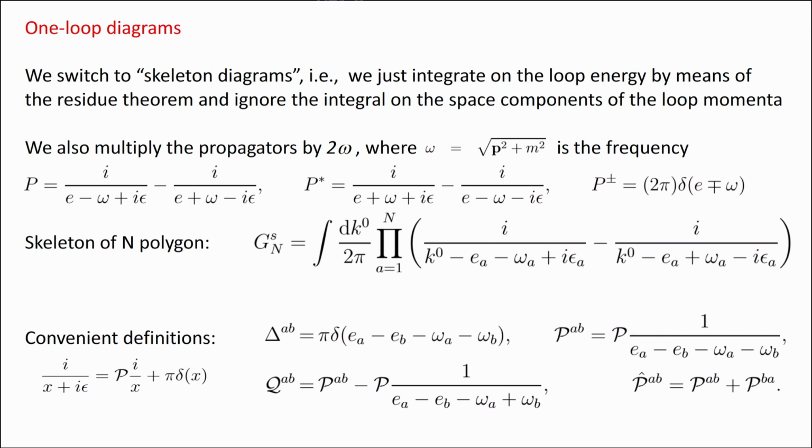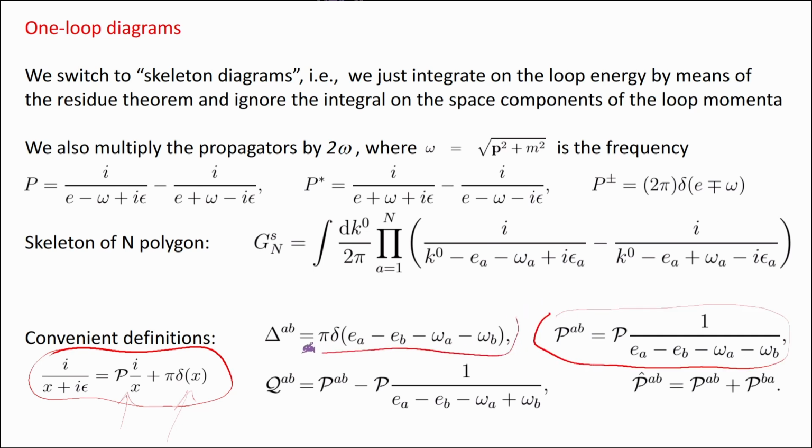We will have to use this decomposition at some point: the fraction 1 divided by x plus i epsilon into the principal value plus the delta function, because the delta function gives the on-shell part, but we will have to use it only after integrating on the loop energies. And every decomposition of the diagrams will be made of these two ingredients.